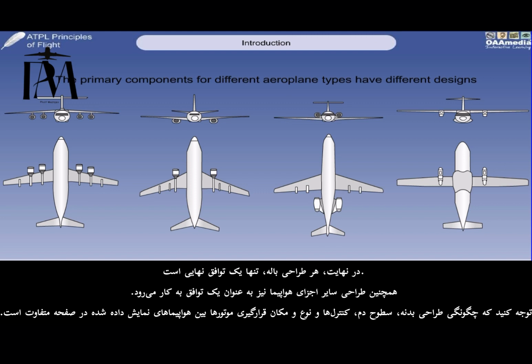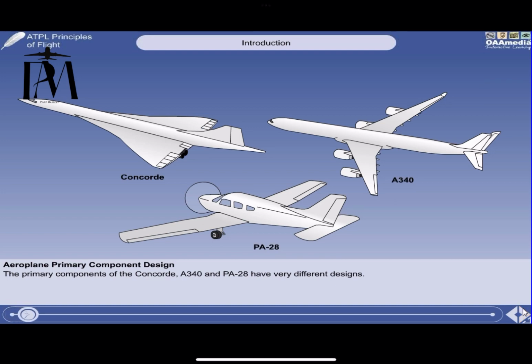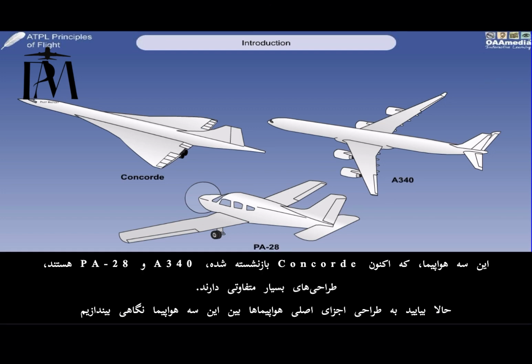Similarly, the design of the other aeroplane components is also a compromise. Notice how the fuselage, tail surfaces, controls and engine type and placement differs between the aeroplanes shown on the screen. These three aeroplanes, the now retired Concorde, the A340 and the PA-28, all have very different designs. Let us now consider how the design of the primary aeroplane components varies between these aeroplanes.